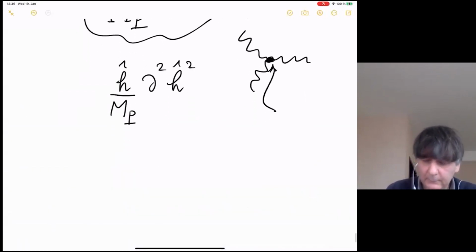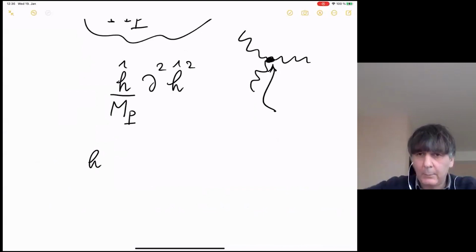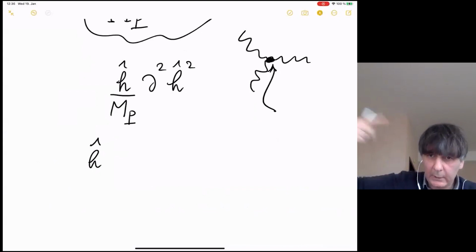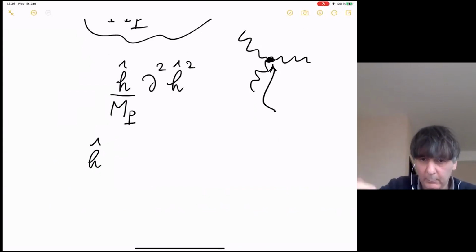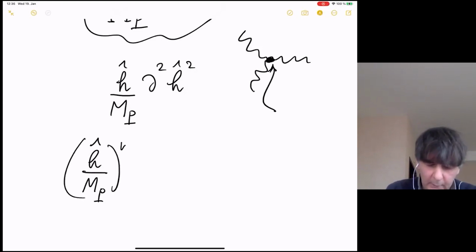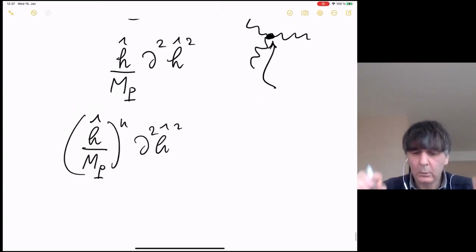In general, we can have interaction among n gravitons, and the typical structure is that each higher order interaction adds a power of 1 over m Planck. For example, we can have 1 over m Planck to the power n, times d squared h to the n.